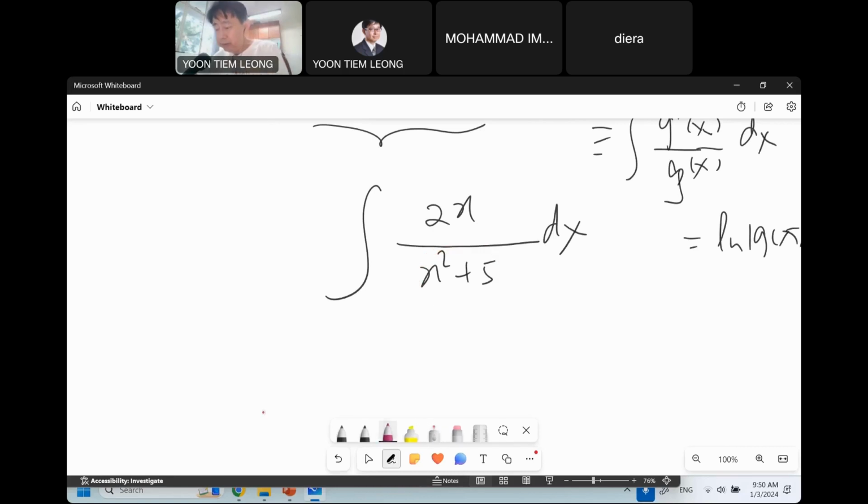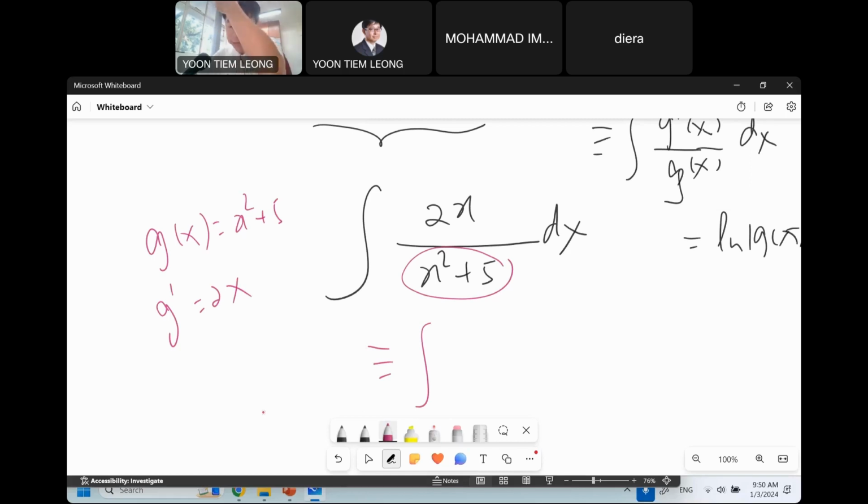In order to see these things more clearly, you can always call the function g(x) downstairs x squared plus 5. Then when you take the derivative, you get 2x. Therefore, 2x over x squared plus 5 can then be expressed in the form of g prime over g(x) dx. Then the answer is just the log of the absolute value of g(x), which is x squared plus 5.